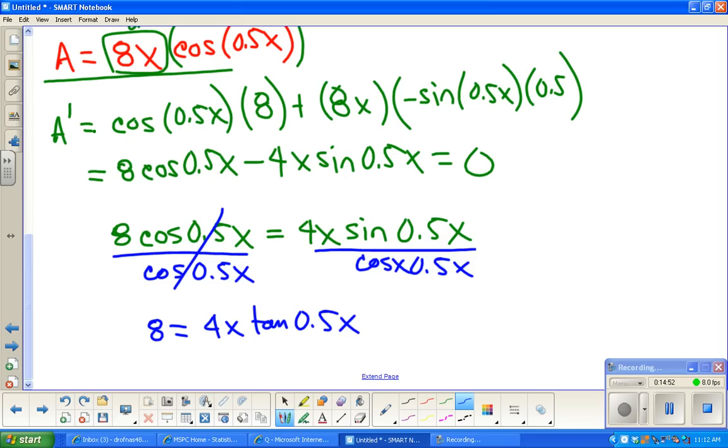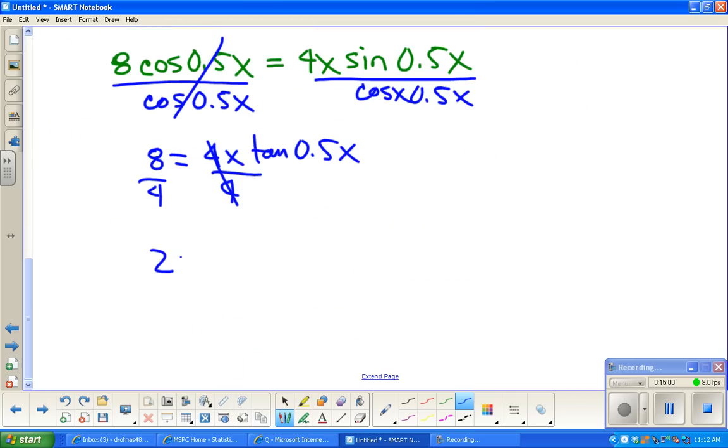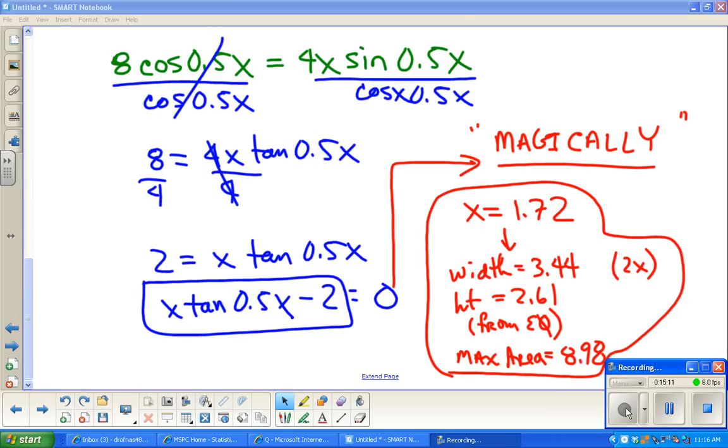I don't like this. That's divided by 4, I'll do that just to clean it up a little bit. Yeah, what do we do with that? I don't know.